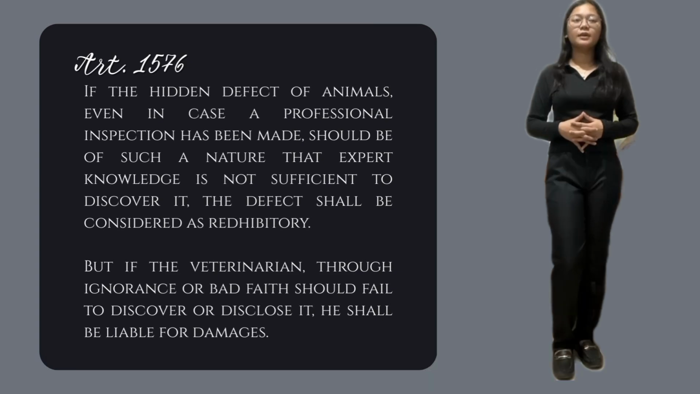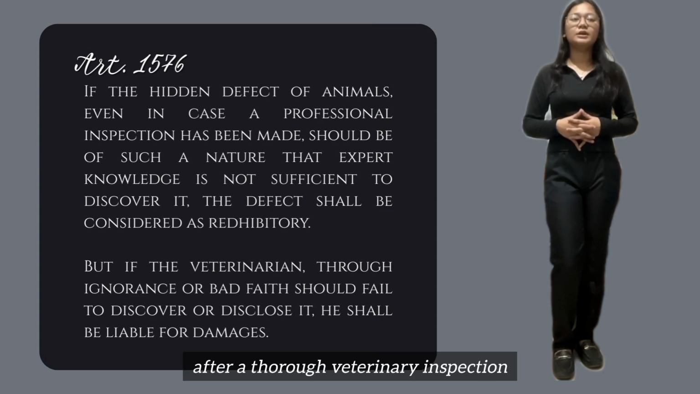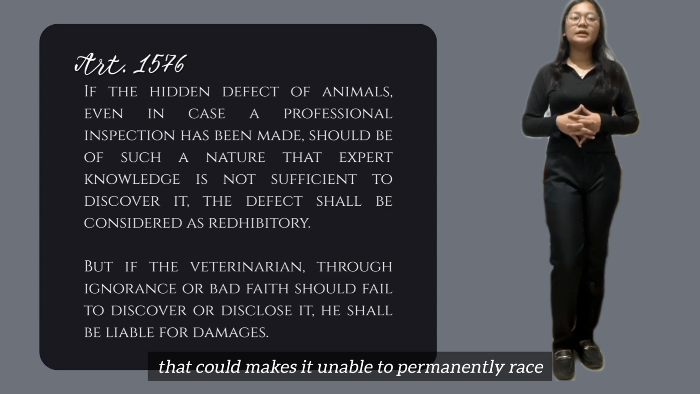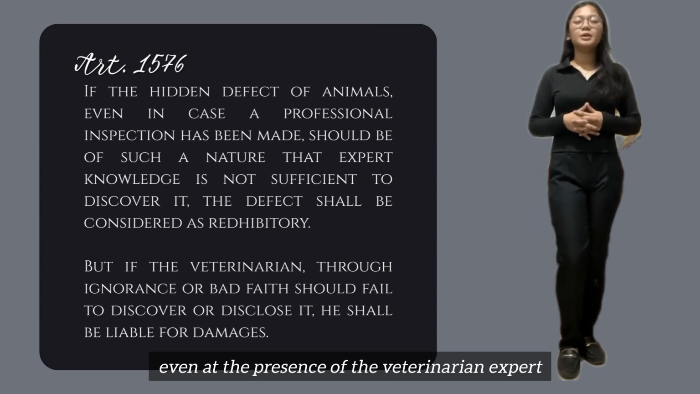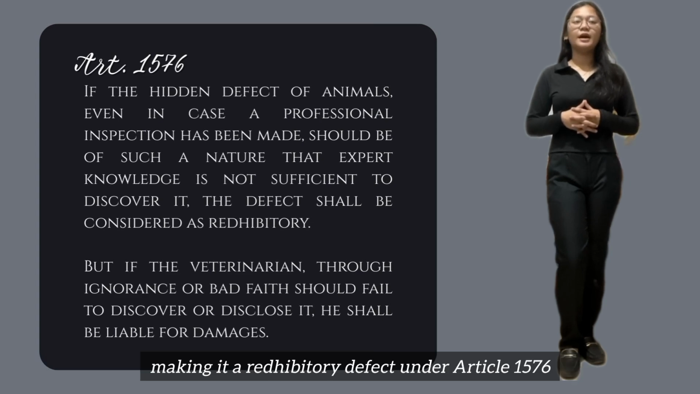veterinarian is. For an example, a buyer buys a racehorse and it appears healthy after a thorough veterinary inspection. However, after a week passes, the horse develops a rare and undetectable bone disease that could make it permanently unable to race. Even in the presence of the veterinarian expert, the disease was impossible to detect at the time of the sale, making it a redhibitory defect under Article 1576.